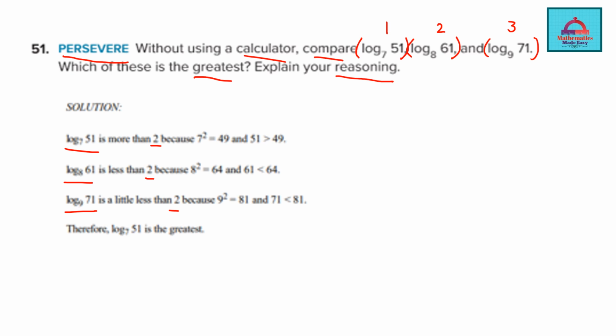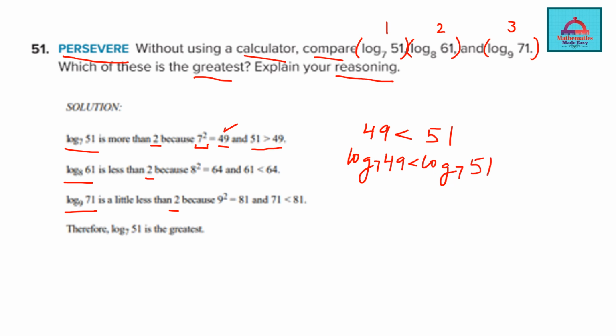So log 7 51 is more than 2. And why are you so sure it is more than 2? Because if you take the square of 7, what is the square? The square of 7 is 49, and this 49 is less than 51. So if 49 is less than 51, then we can take log of both sides, and the inequality will not change. Because the base which is considered here is 7, log 7 49 will be compared with log 7 51, right?